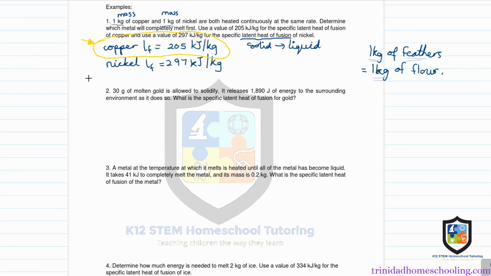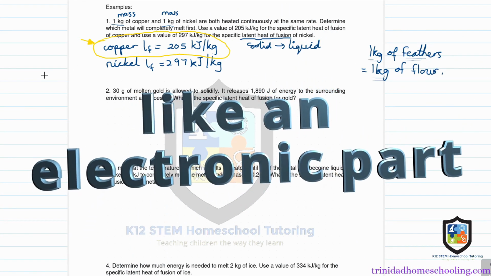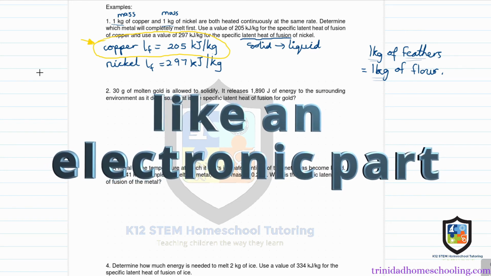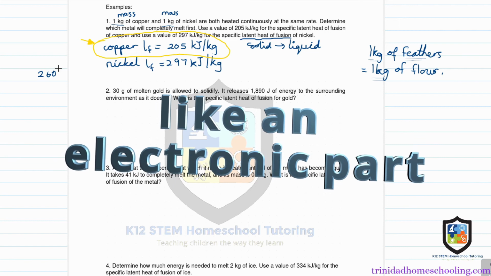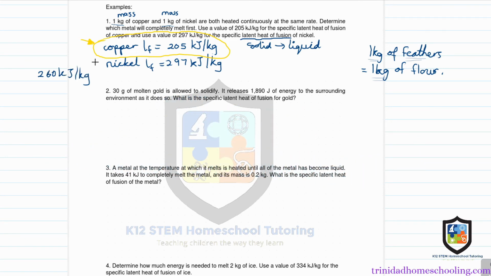So a real-life application of this would be, for example, if we wanted to make a pot and the pot would be exposed to heat energy of, say, 260 kilojoules per kilogram. Which material would we choose to make that pot out of? We wouldn't choose copper because copper would melt before we even reach this 260 kilojoules per kilogram. We would want to make the pot out of nickel because even though we reach this temperature, it wouldn't melt, because to melt nickel we need 297 kilojoules. Okay, so this is a real-life engineering application of why we learn this topic.